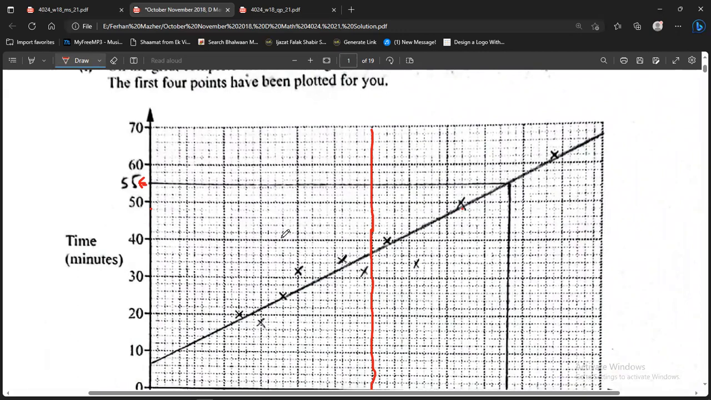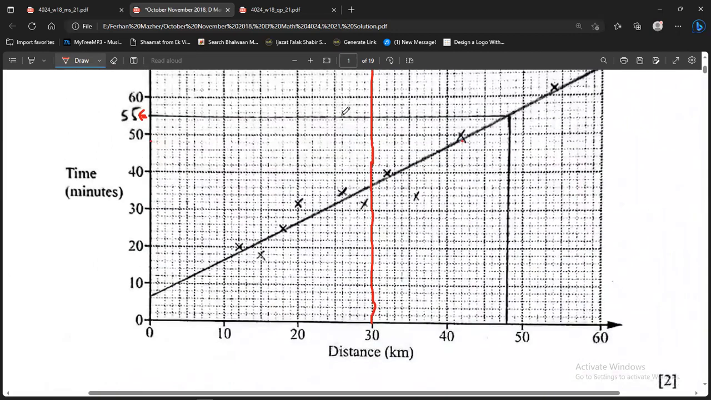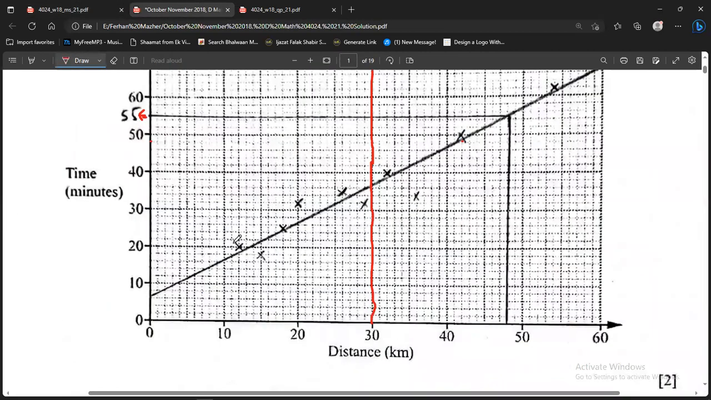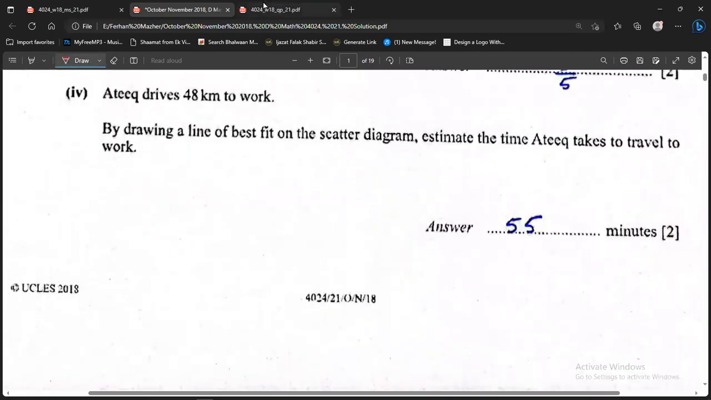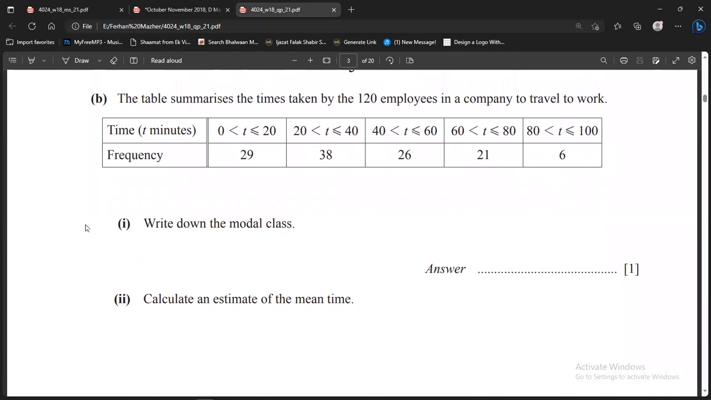This is minutes. Okay. So they said 48 kilometers. So 48 kilometers is here. From here, I will go to the graph and then check the time here. That's 55. So my answer is 55; the accepted range is 54 to 58. So our answers are right. You can see the answer here. Okay. Then we have the B part. He says the table summarizes the time taken by 120 employees in a company to travel to work. Write down the modal class.